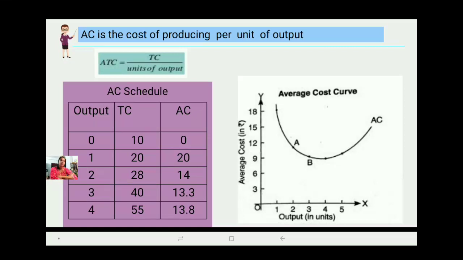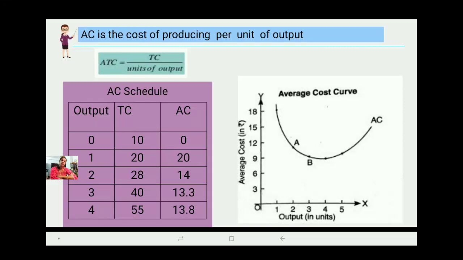So here you see our average cost. The shape of the average cost curve is a U-shaped curve. Okay, so why is it a U-shaped curve? Because initially the cost decreases, and again it starts increasing.